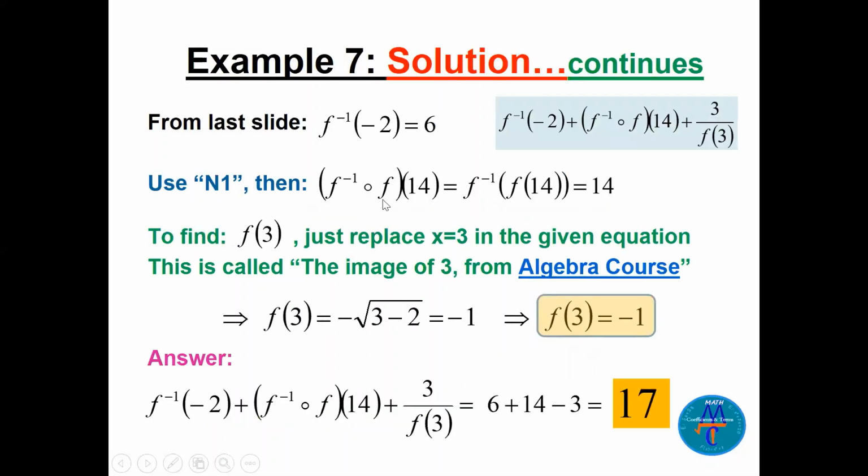So this is the middle part here. This is note 1. That's 14. To find f of 3, just replace x equals 3 in the function. So f of 3 is equal to minus square root of 3 minus 1. So this is -1. So I put here -1 down. And here, I get already 6 and 14. So the answer is 17.